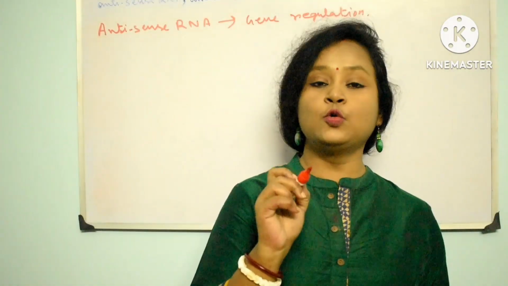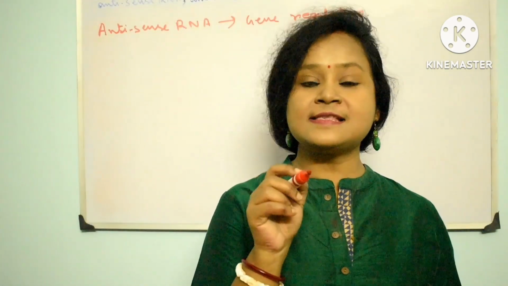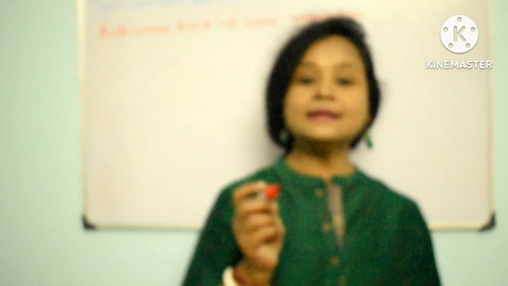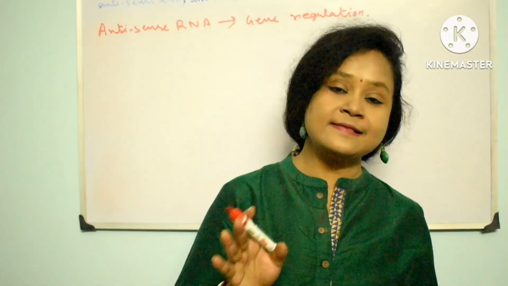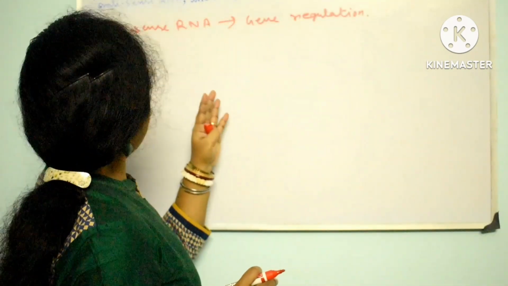Its binding to sense RNA may physically block ribosome binding or elongation and thus may inhibit translation. Binding of antisense RNA to sense RNA may also trigger the degradation of sense RNA and thus block gene expression. Now let's write here step by step.